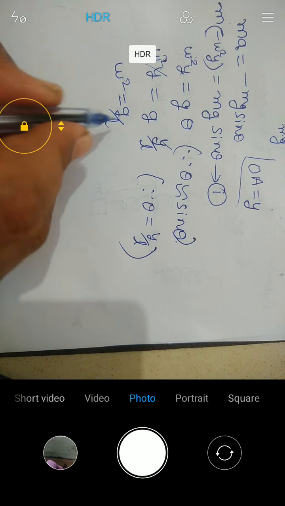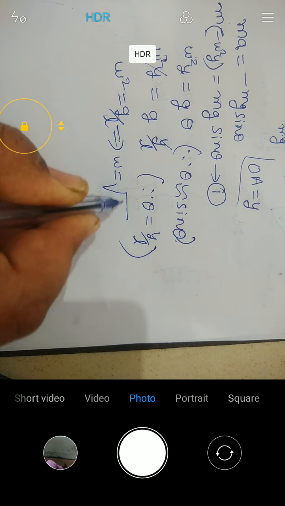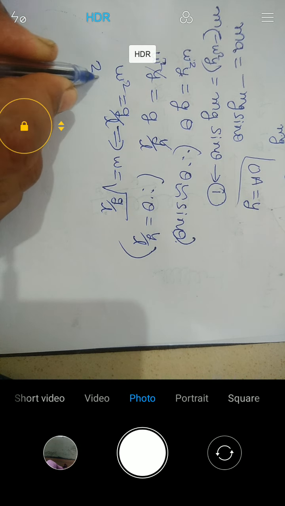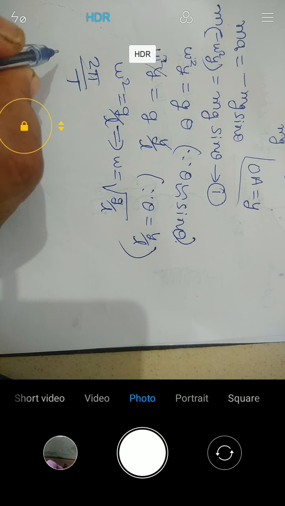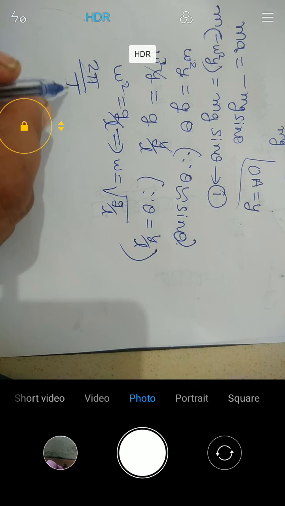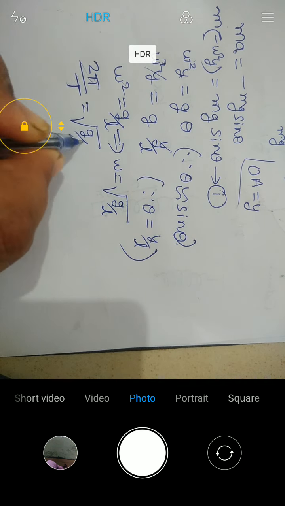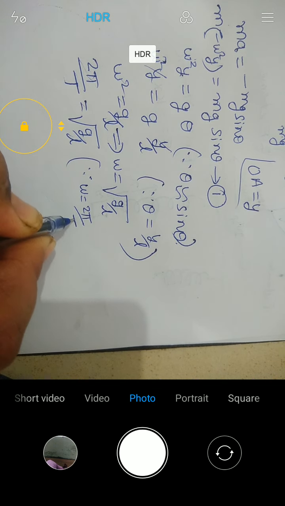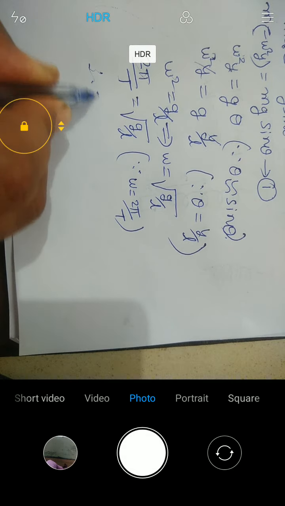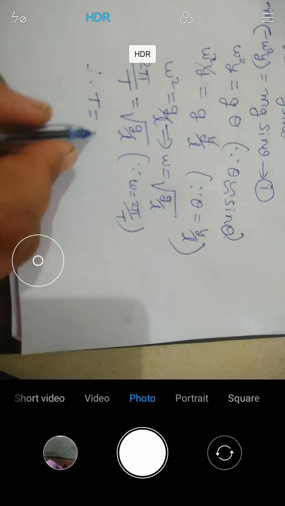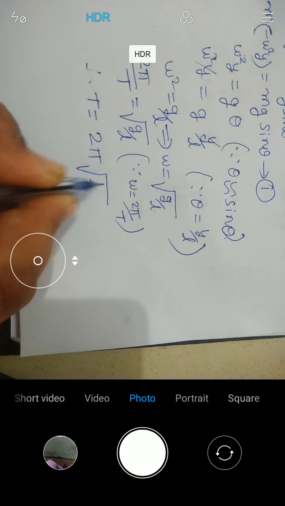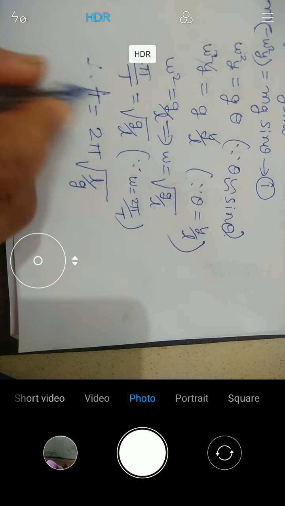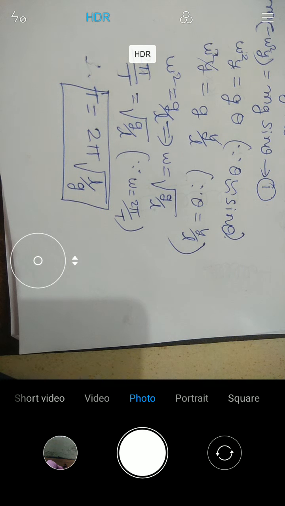Omega is equal to root of g by L, but omega is 2 pi by T. Omega is the angular frequency, 2 pi by T, which is equal to root of g by L. Because omega is 2 pi by T, therefore T is equal to 2 pi root of L by g, where T is the time period of the oscillation.